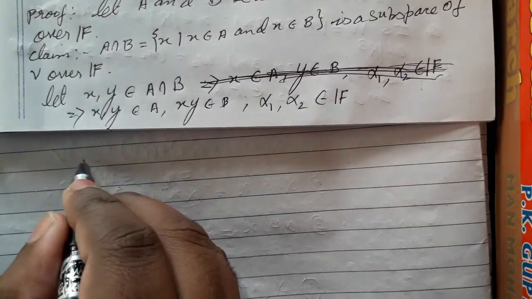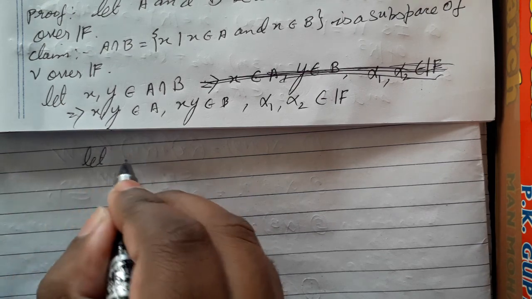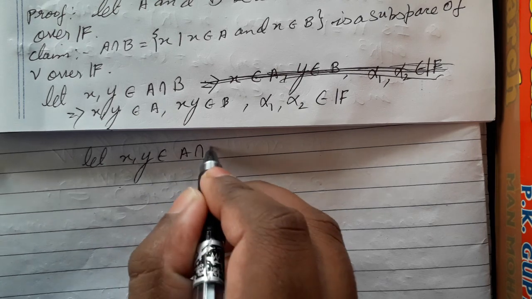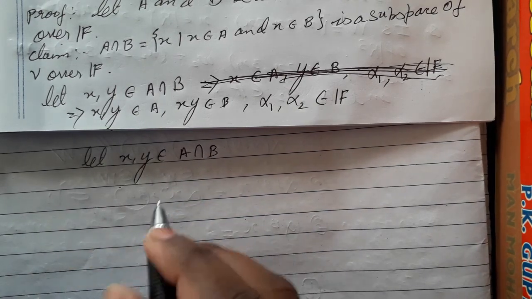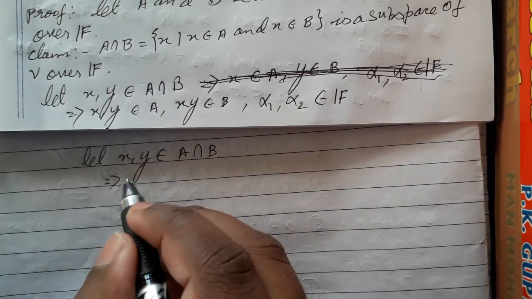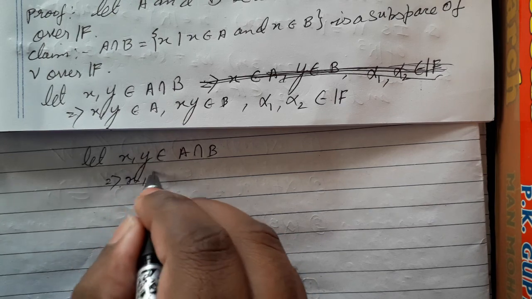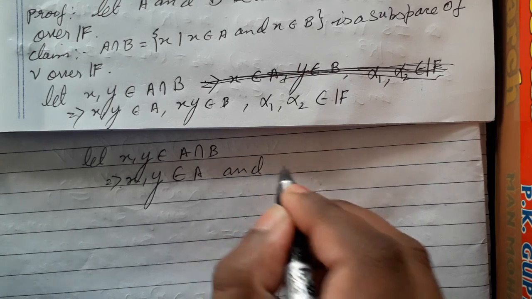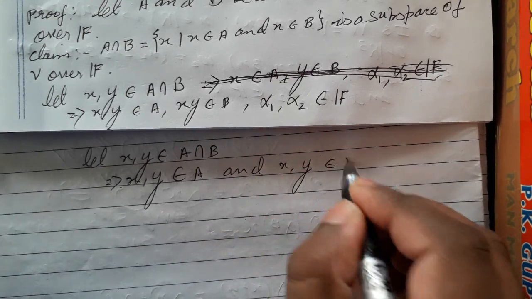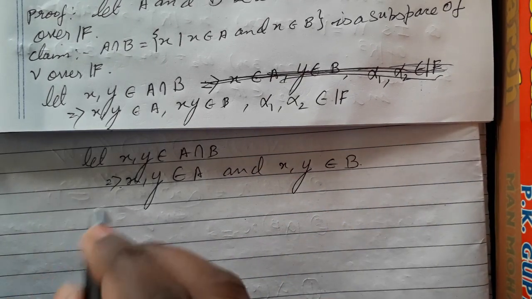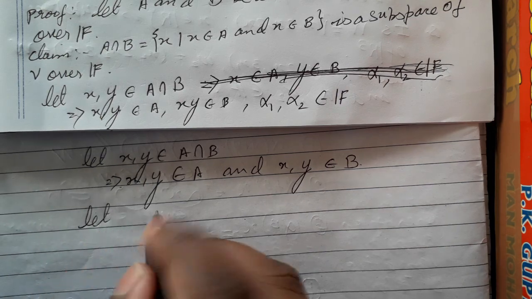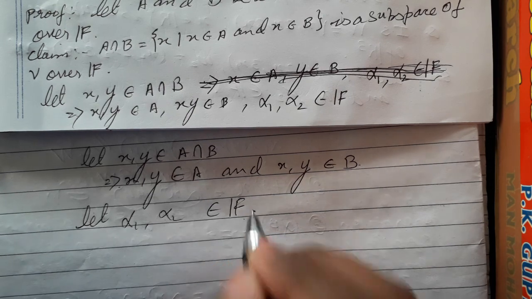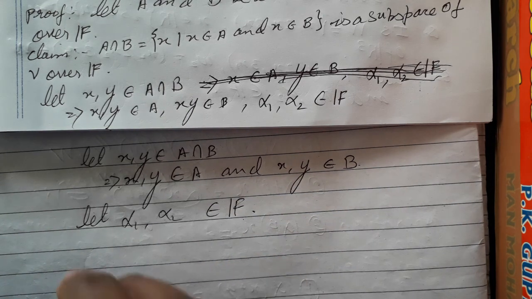We'll take two elements in A intersection B. So this implies that both the elements x and y belong to A, and x and y belong to B. And I'm taking two scalars, alpha 1 and alpha 2, from the field.